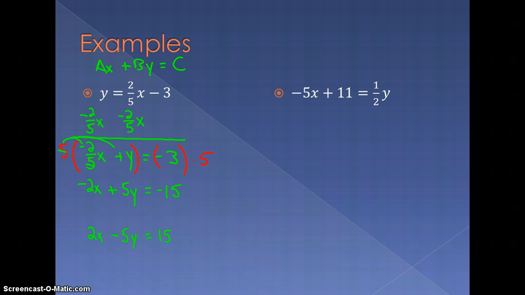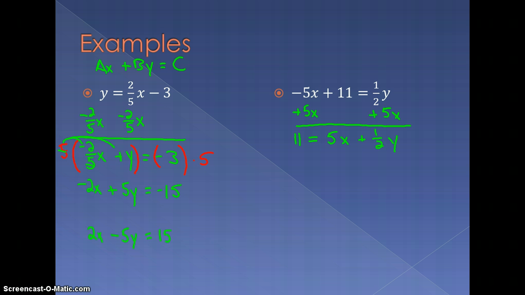As we move over to the next example, I'm going to start by adding 5x to both sides. Now I know you might say, but our standard form has ax plus by on the left. Well, if 2 is equal to 2, it doesn't matter which side of the equation something's on. So we can switch that easily at the end. So we'll start with 11 is equal to 5x plus 1/2 y.